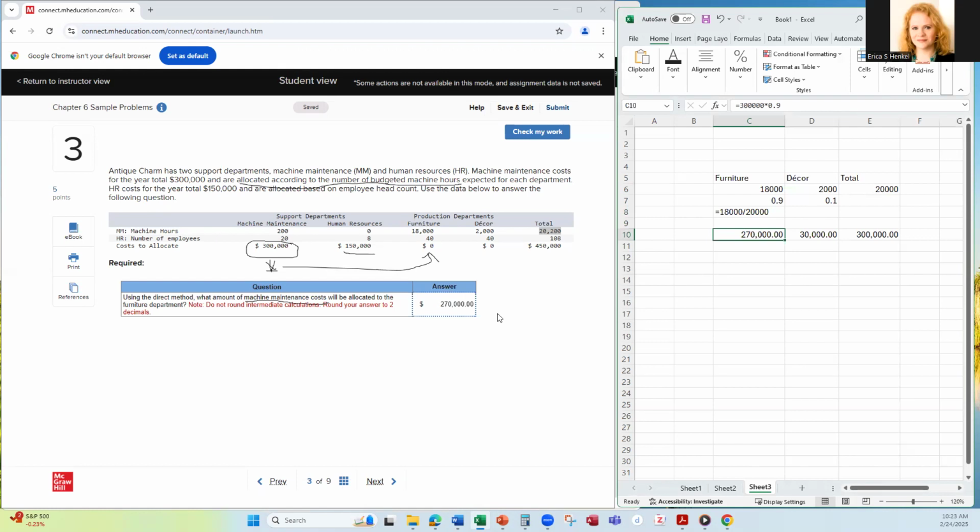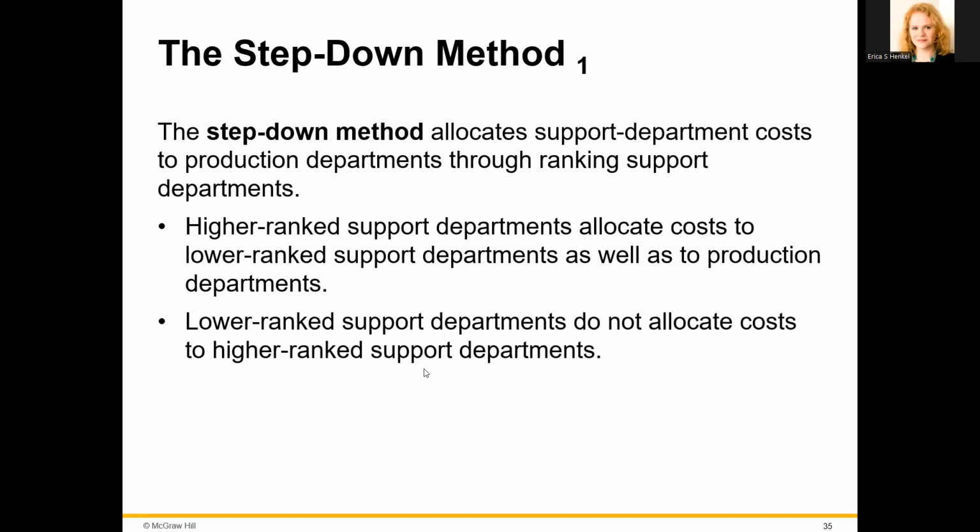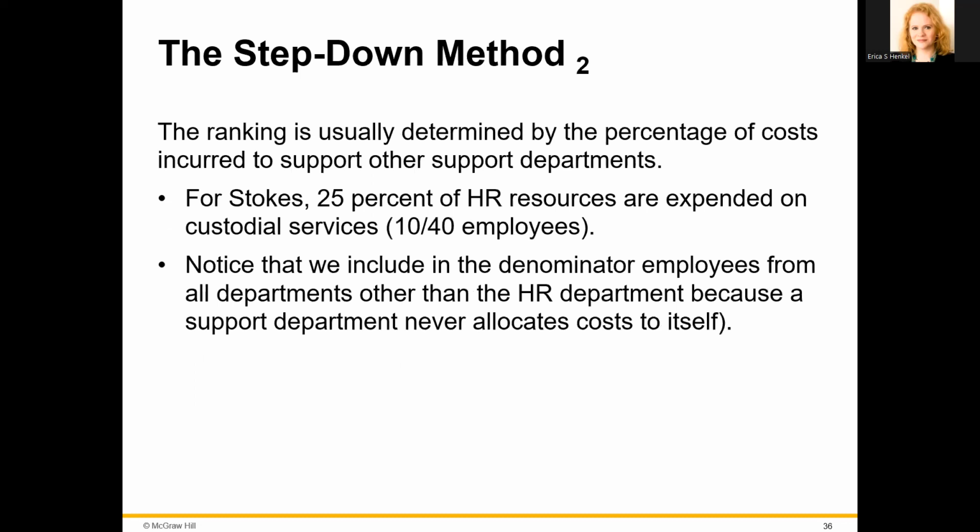The next method I want to talk about is called the step-down method here. Okay, there, I got my screens figured out here. So the step-down method is a method where we pick an order to allocate out our support departments. And the very first ones that we allocate actually get allocated to the other support departments as well as our production departments. And then you kind of work your way down the list, gradually allocating everything out.